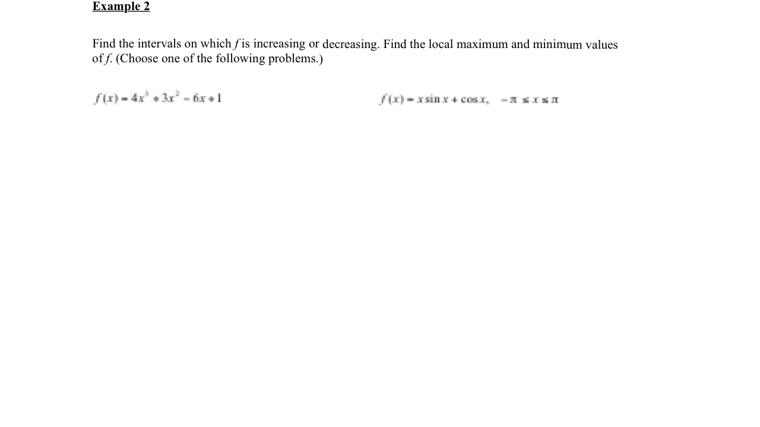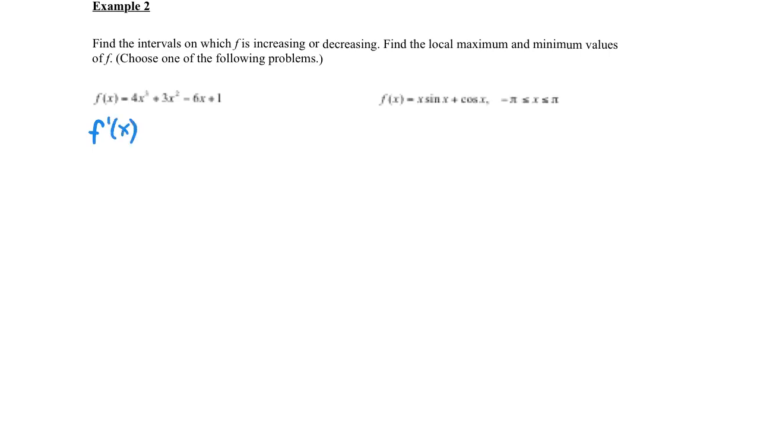So we'll pick this first problem, and they want us to find the intervals on which the function is increasing or decreasing. Remember, the function is increasing where the derivative is positive, decreasing where the derivative is negative, and find the local maximum and minimum values. So the first thing we need to do is figure out where the derivative is 0.